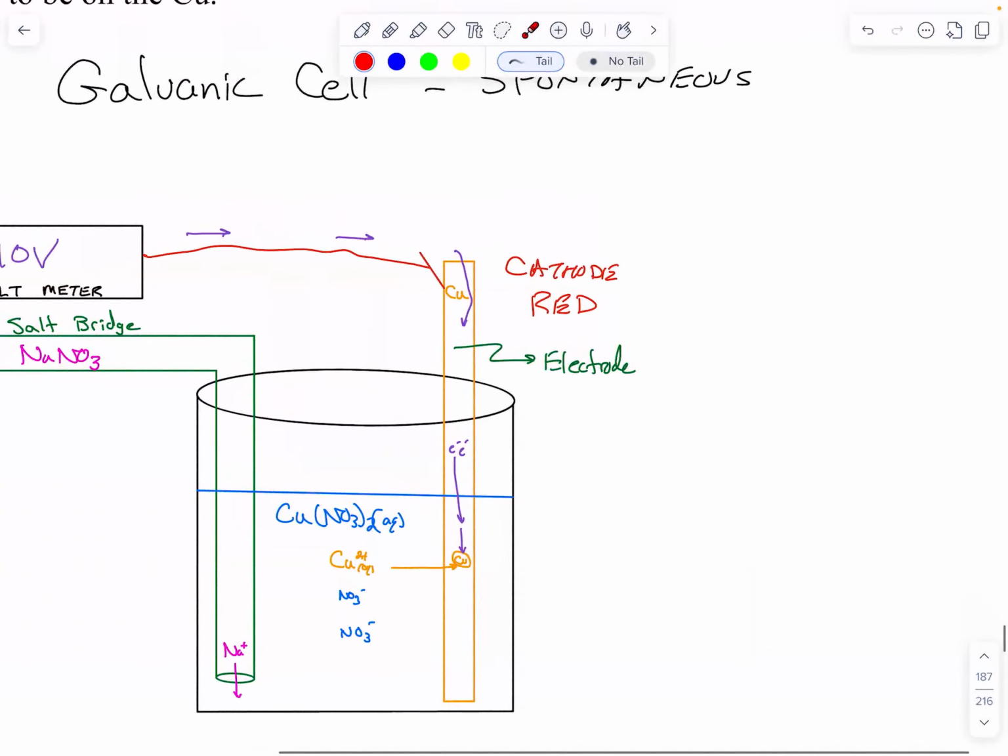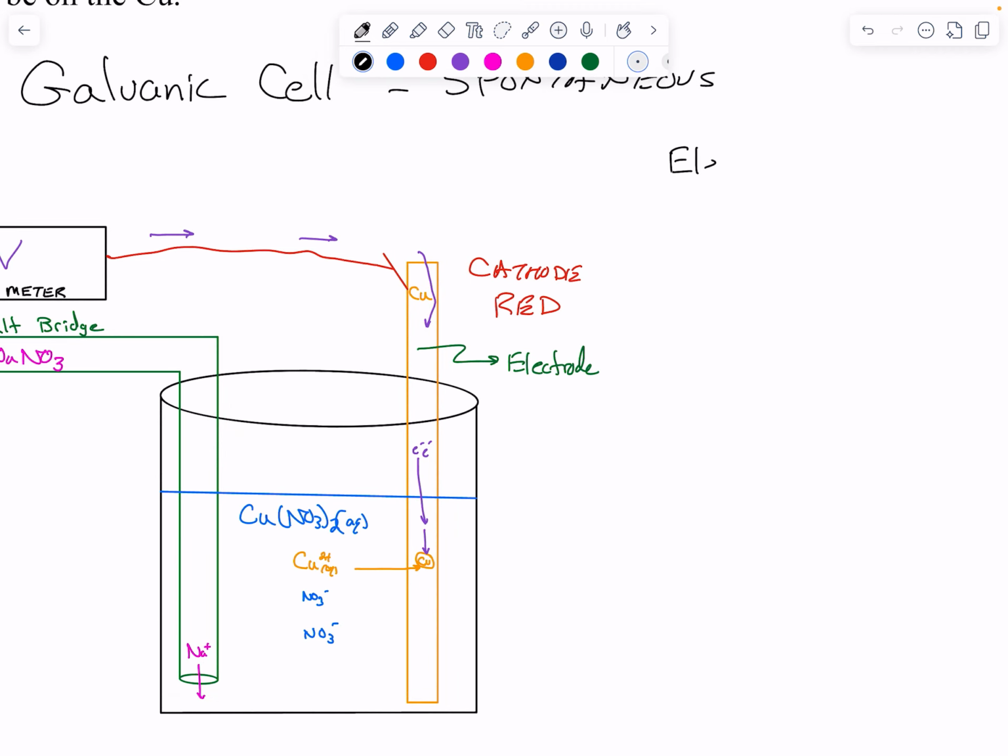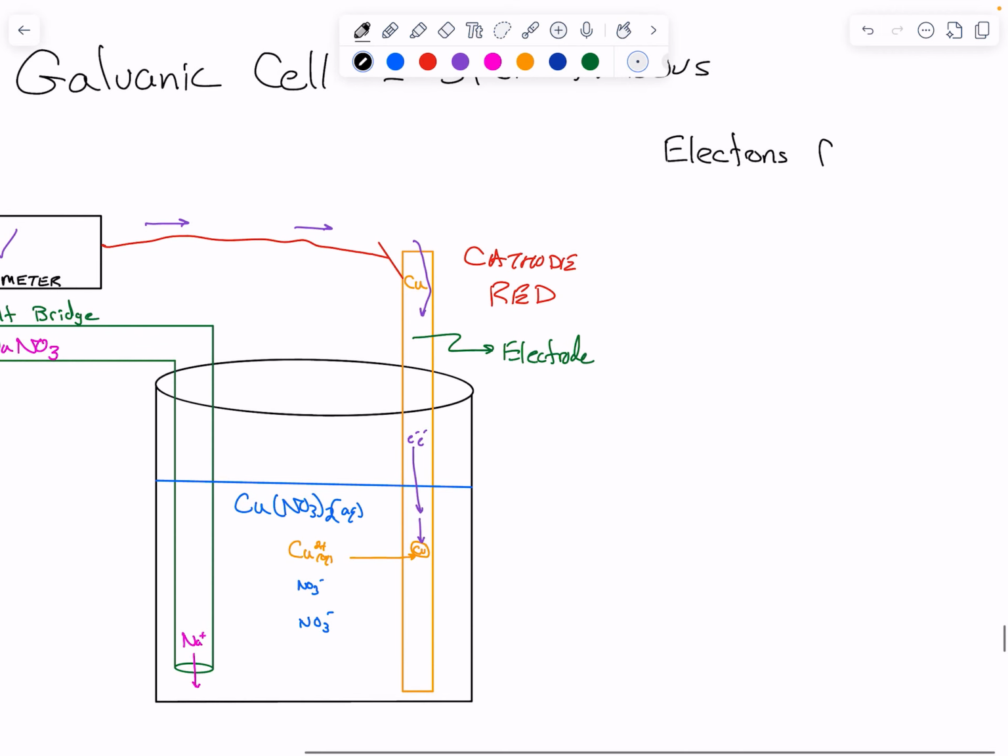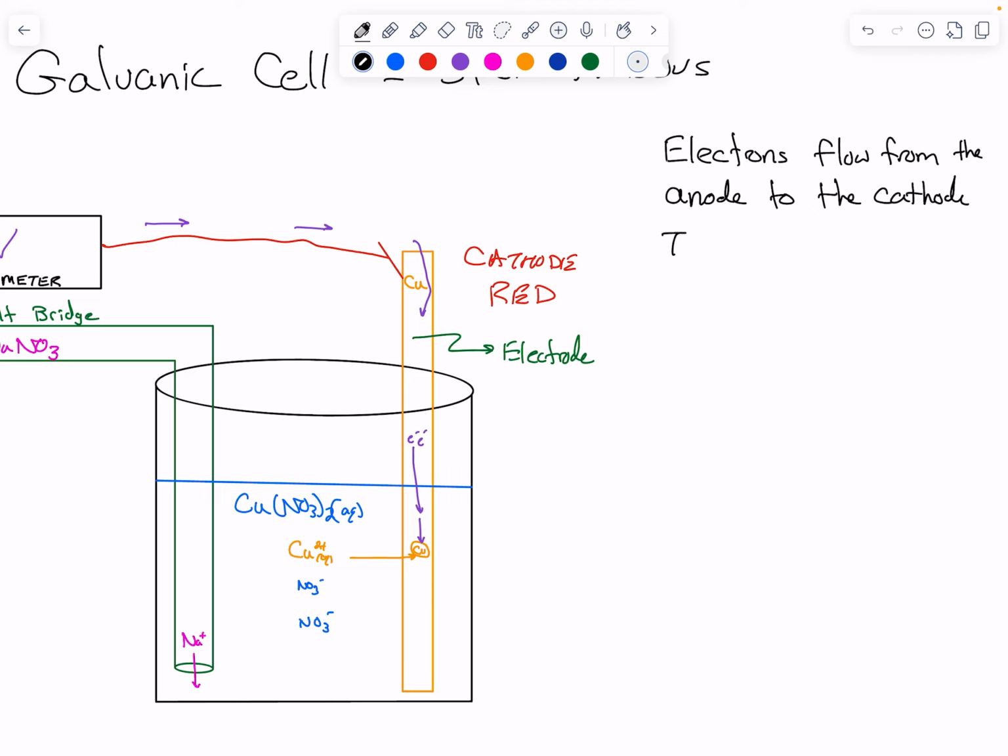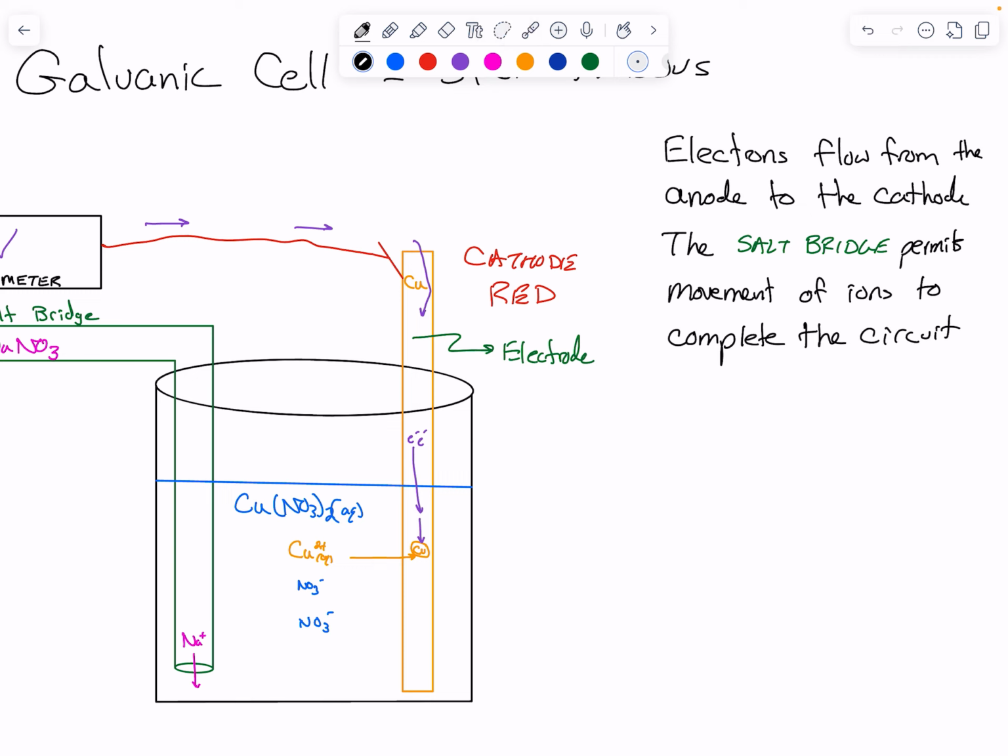Okay, so let's write that out. Electrons flow from the anode to the cathode. Right? The salt bridge permits movement of ions to complete the circuit. Oh, that's horrible, though. All right, so that's what's going on.